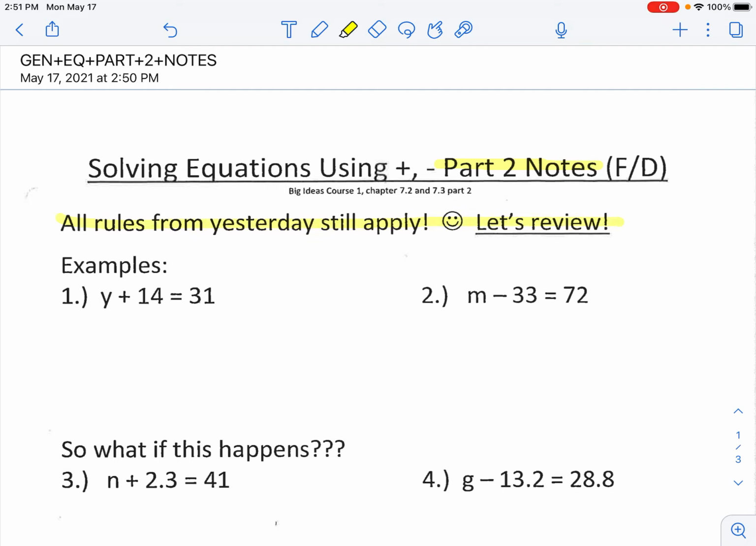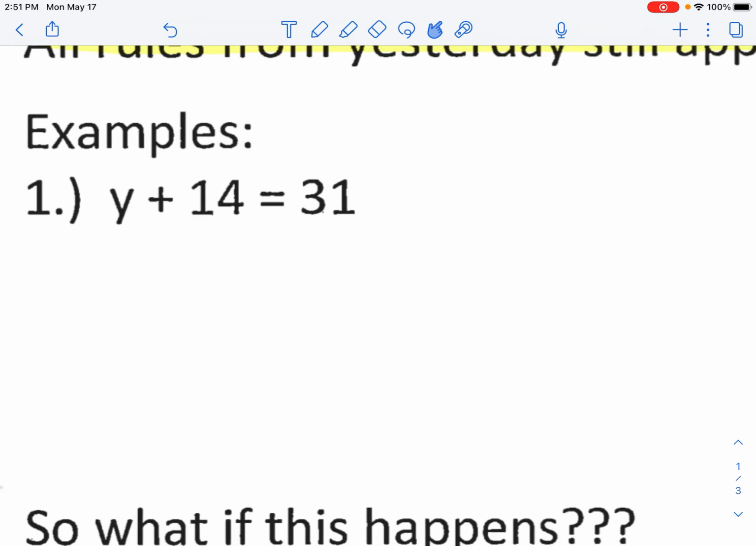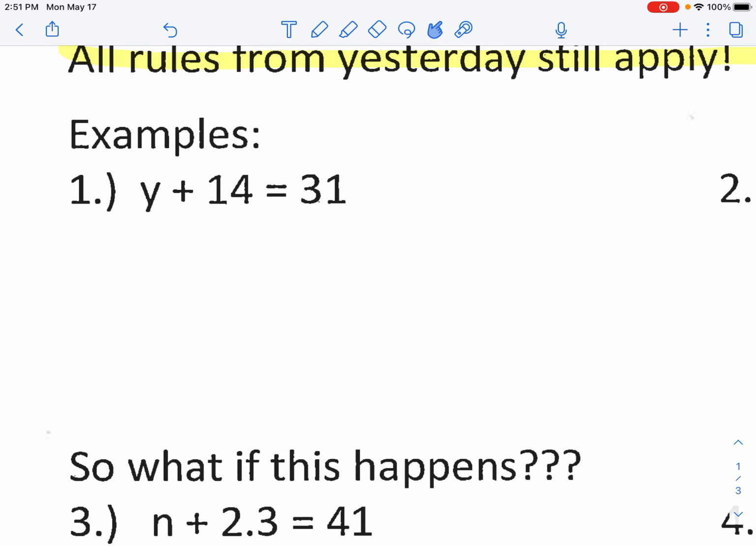Let's review. So numbers 1 and 2 are exactly what we did yesterday. So the first thing you want to do is draw your mirror. That's just a visual reminder to yourself that anything you do to the left side, you have to do to the right side. If you see plus 14, so this is asking what number plus 14 equals 31. Remember, we're going to solve by doing the inverse operation, and the inverse of addition is subtraction. So we're going to subtract 14 from both sides.